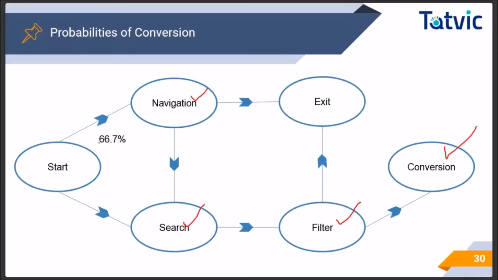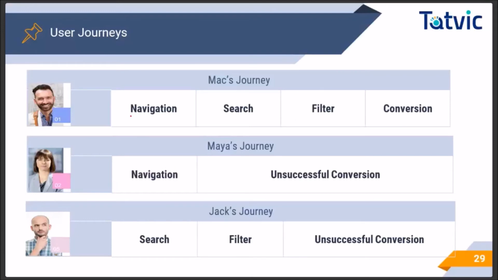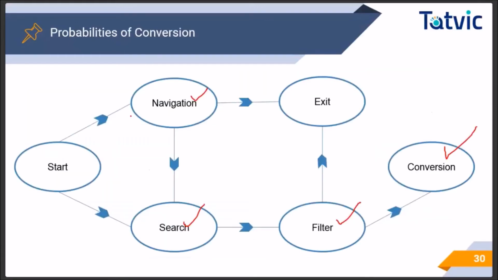If I do 67% from start to navigation, now you will tell me how I did that. If we go back, there were three people. Out of three people, only two people had used the navigation feature, while one person had directly gone to the search feature. So I can just do the calculation that 2 by 3 goes to navigation, 1 by 3 goes to search.